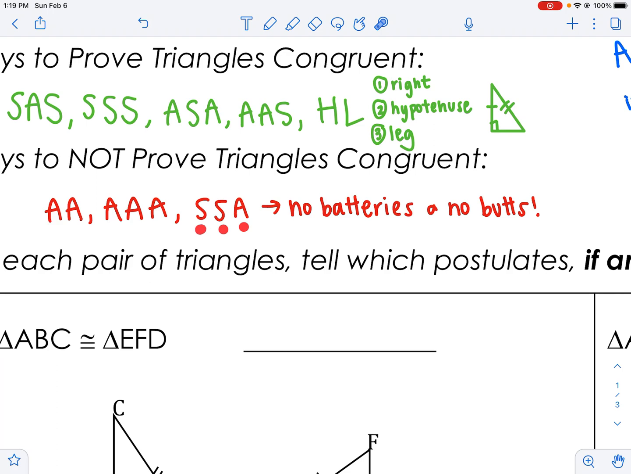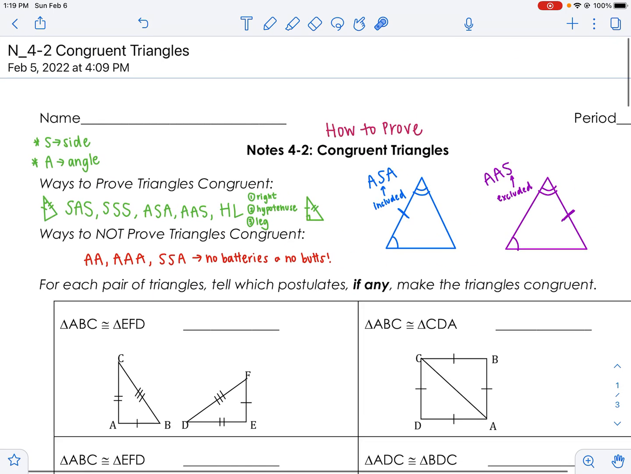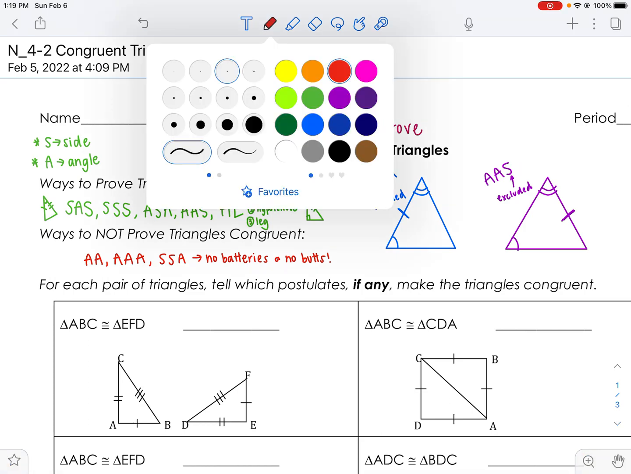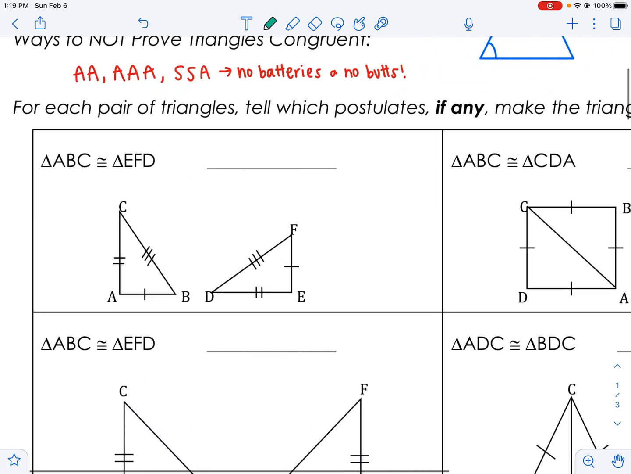I'll give you a minute to think about that no buts part. So no batteries, no buts in geometry. So let's take a look at a few examples. We're going to go through and ask ourselves, tell which postulates, if any, would make these triangles congruent.